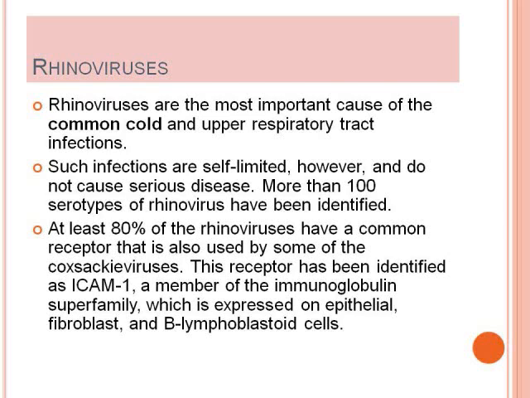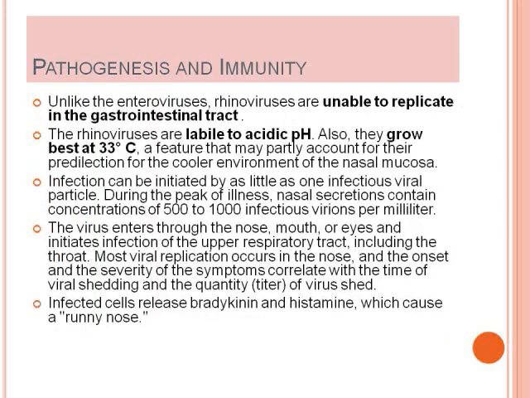So this is something that will give an edge to these viruses, and these are also used by the Coxsackie viruses. So basically, we can easily go for epithelia, fibroblasts, and B lymphoblast type of cells because they share the homology for that virus. And again, pretty much the same. They are unable to replicate in gastrointestinal tract because they cannot stand those temperatures, they cannot stand those acids and those alkaline juices.